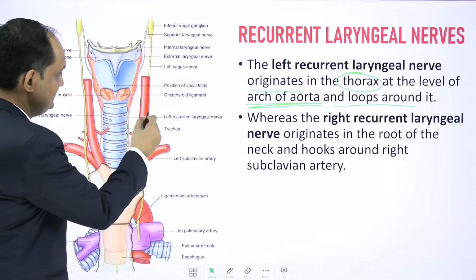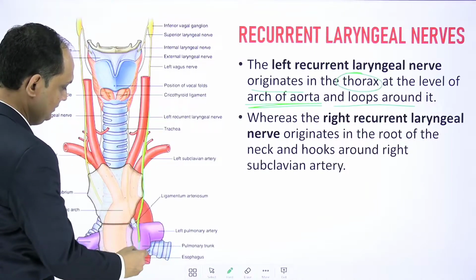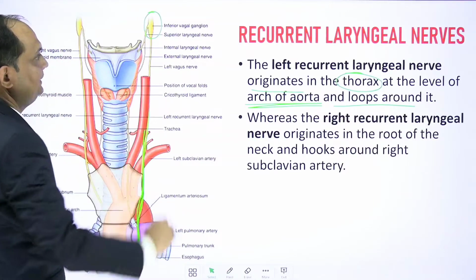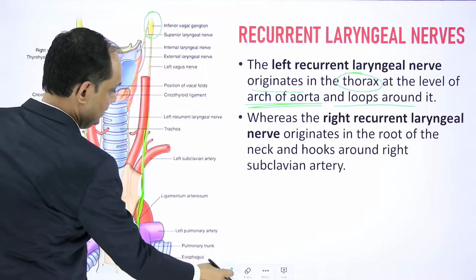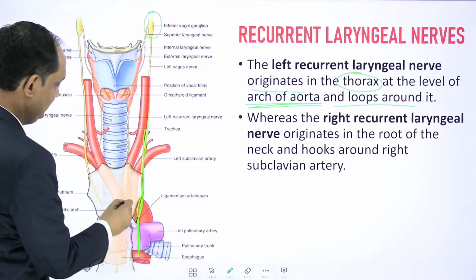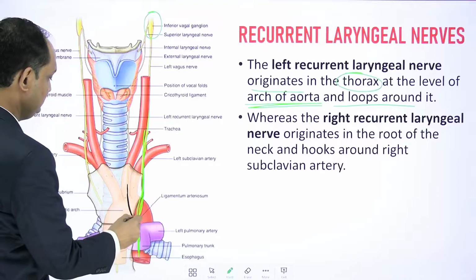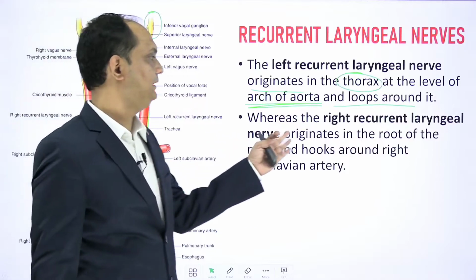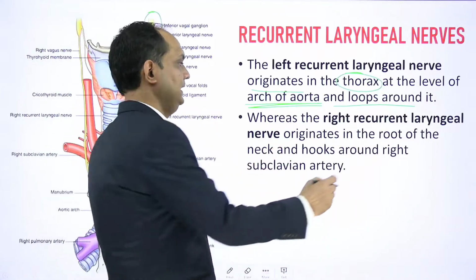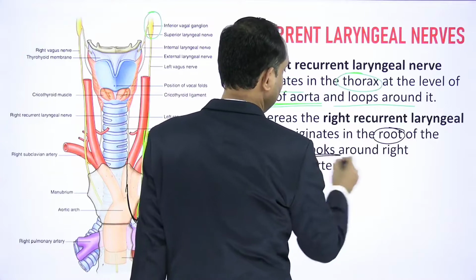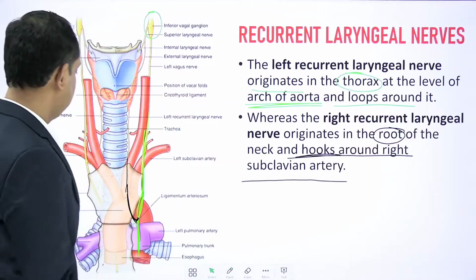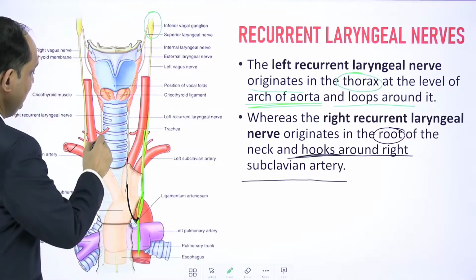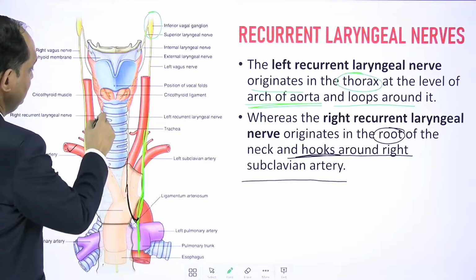this diagram. This is the vagus nerve and this is the main trunk of the vagus nerve, which is going downward, and in this trunk you have the ganglia in the upper part, that is the inferior ganglia of the vagus. From this you have this loop, and this loop is nothing but the left recurrent laryngeal nerve. The right recurrent laryngeal nerve originates in the root of the neck and hooks around the right subclavian artery. So this is the right subclavian, and around this a nerve makes a loop, known as the right recurrent laryngeal nerve.